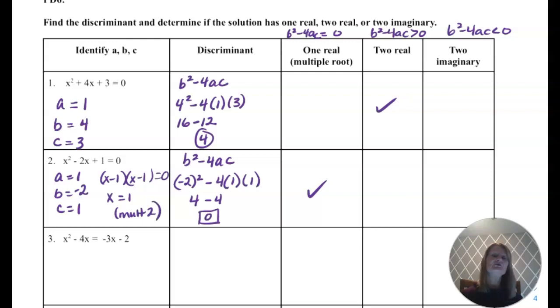Okay, and you do have to state the multiplicity because later on, when we get into higher powers, then you could have higher multiplicities than 2.